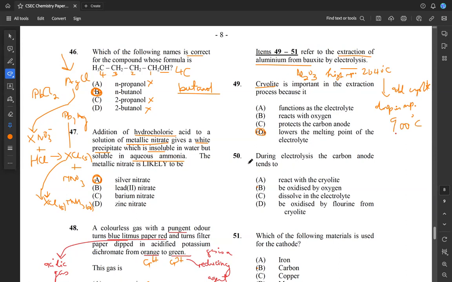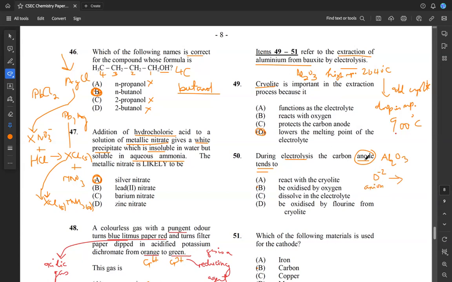Question 50 now says, during electrolysis, what happens at the carbon anode when we're electrolyzing bauxite, so Al2O3? We know that anions are going to go towards the anode. In Al2O3, which is our electrolyte, our anion is the oxygen, so we're going to have O2 minus. This is our anion, and anions go towards the anode.